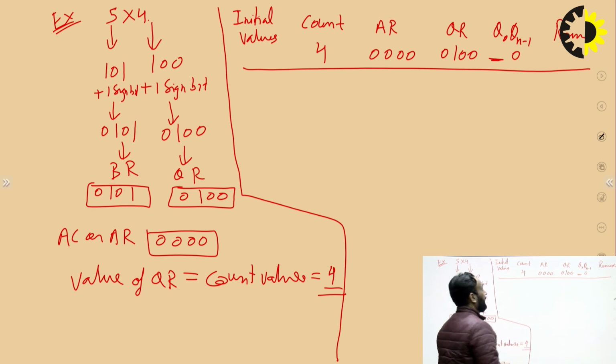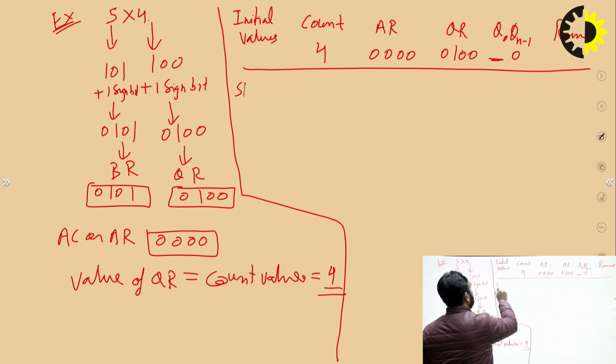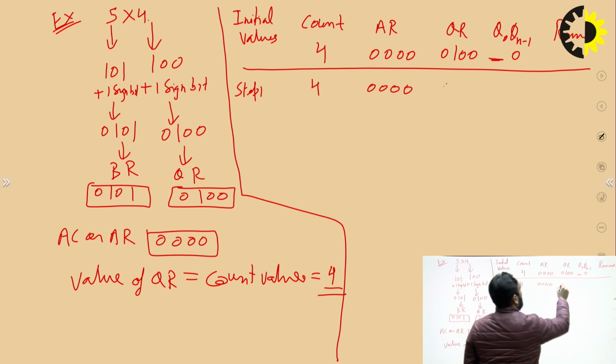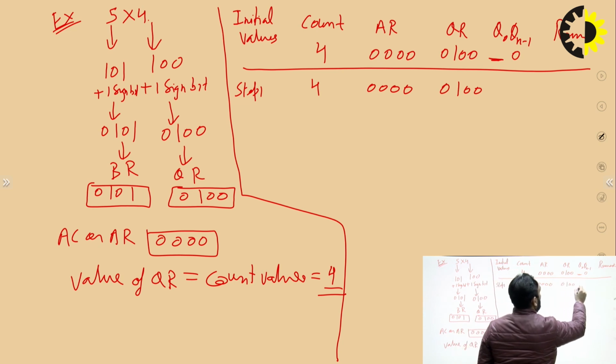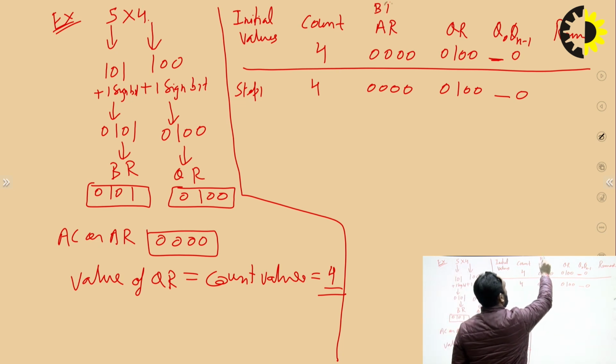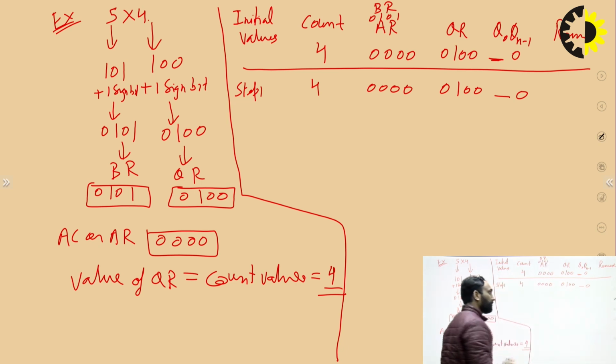So let us start. Drop down these values in step 1 like this: 4, 0 1 0 0, dash 0, and keep the value of BR at the top of AR, so that we will keep in mind what its value is, that is 0 1 0 1.